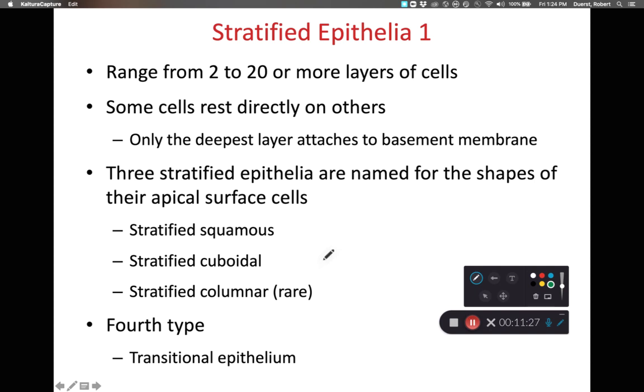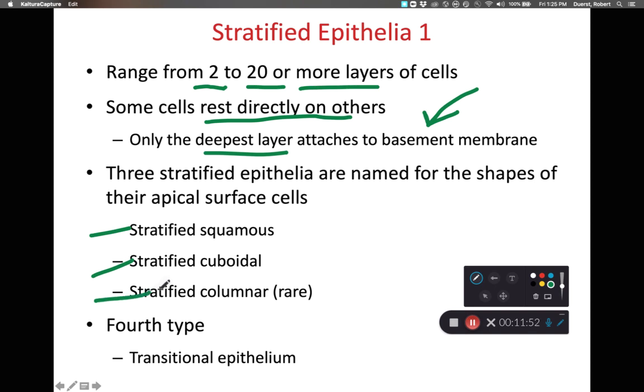As we look at stratified epithelium, they can have 2 to 20 or even more than 20 layers of cells. These cells are going to rest directly on top of other cells, and only that deepest layer will be attached to the basement membrane. Most of the cells within stratified epithelia do not connect to the basement membrane. We have 3 categories of stratified epithelia: stratified squamous, stratified cuboidal, and stratified columnar.